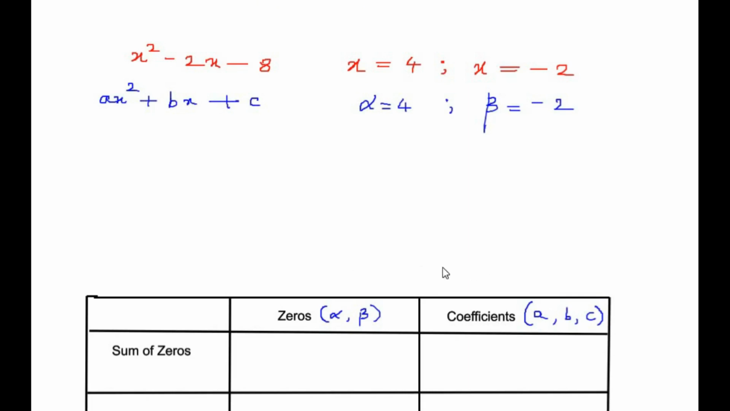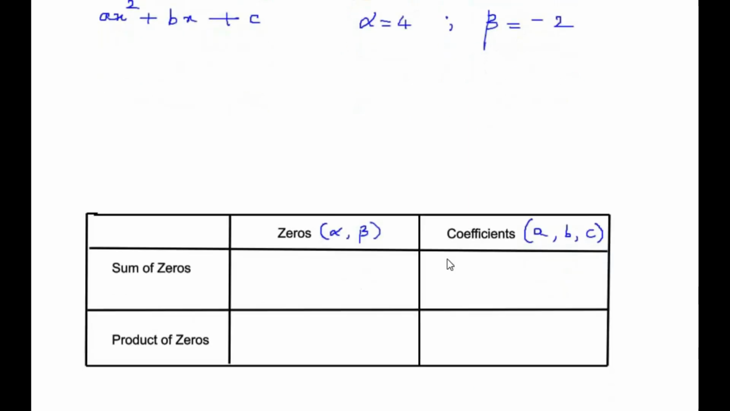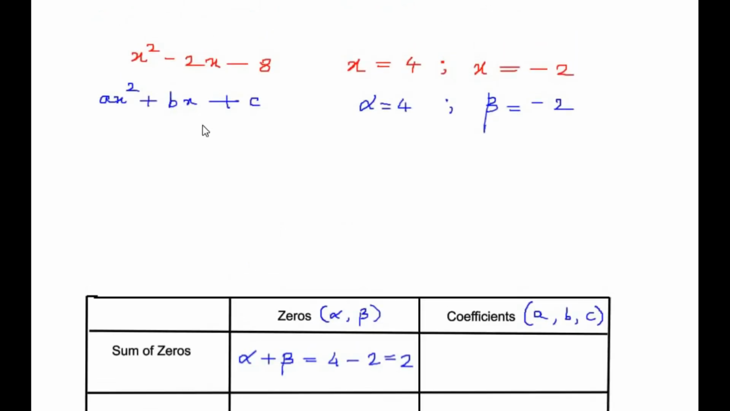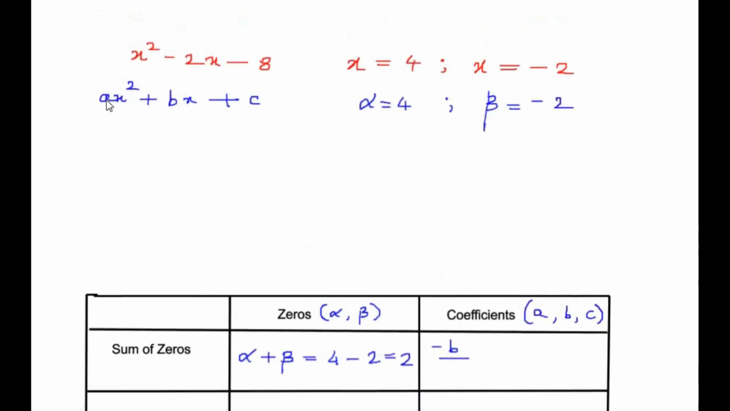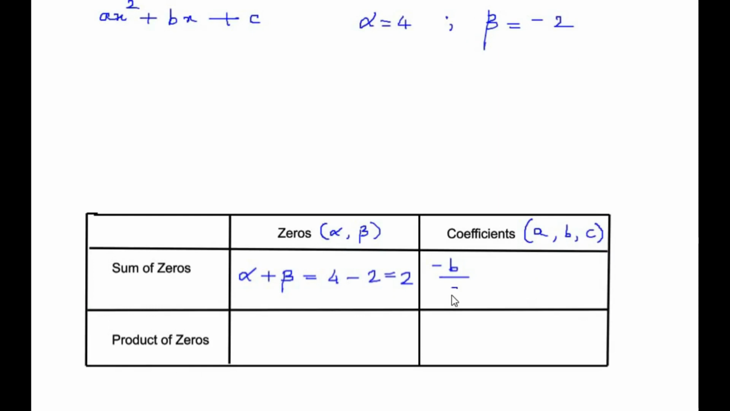Now what is the relationship they are talking about? Here, the sum of the zeros. Sum means we just write alpha plus beta. Here we have alpha as 4 and beta as negative 2, so we add them and get 2. In terms of coefficients a, b and c, the sum of the zeros is written as the negative coefficient of x, that is negative b, over the coefficient of x square, that is a.